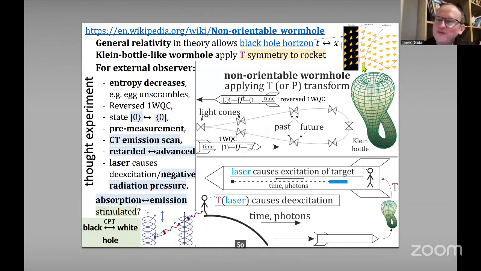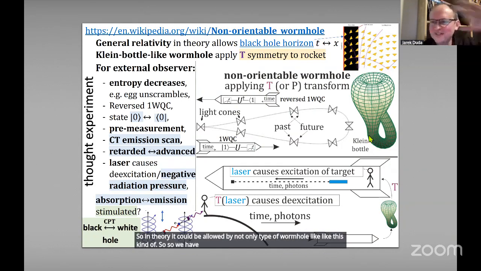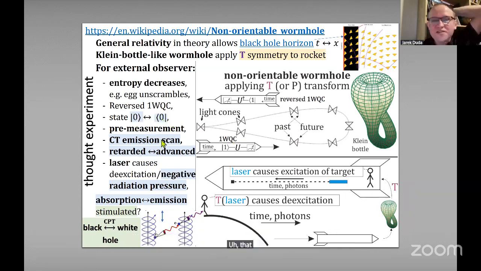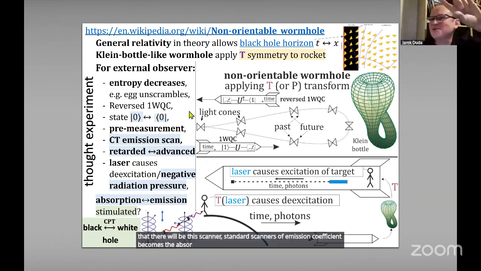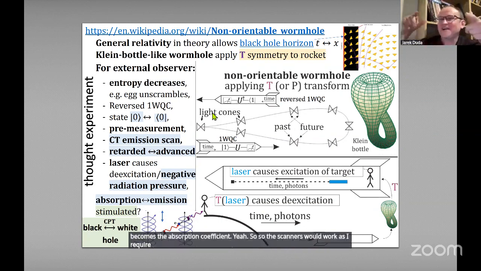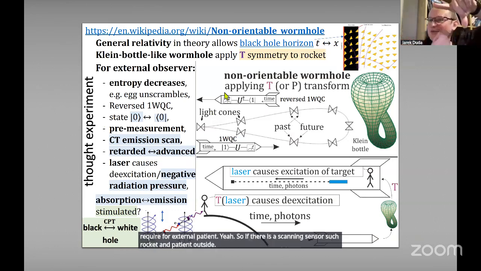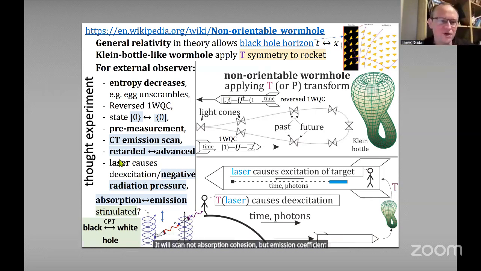So in theory, it could be allowed by a non-orientable wormhole. We could literally switch past and future. If we traveled through such a wormhole, our past and future would be switched. So for example, preparation and post-preparation would be switched, as we need for two-way quantum computers. The standard scanners' emission coefficient would become the absorption coefficient, so the scanners would work as I require for an external patient. If there is a scanner in such a rocket and a patient outside, it will scan not the absorption coefficient but the emission coefficient. So a laser will cause not positive but negative radiation pressure.